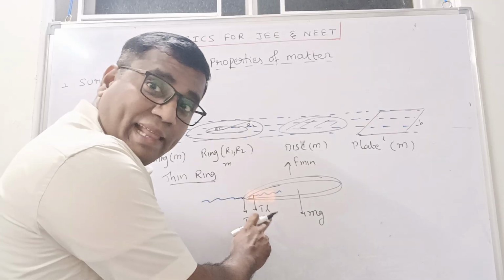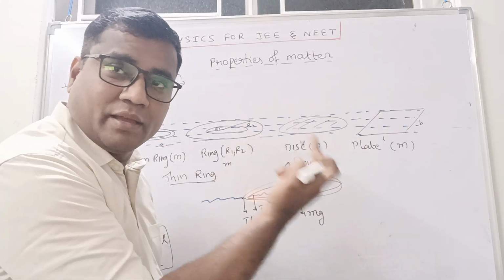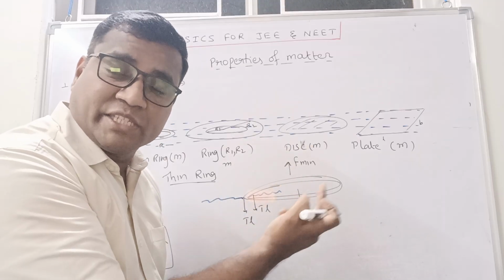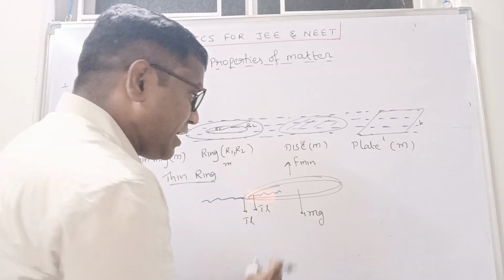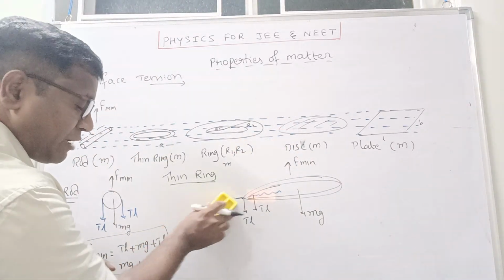What is L here? Length of the ring. So what is the length of the ring? Which is nothing but the circumference, which is equal to 2 pi r. So here, in order to lift the ring, I will draw a small diagram here, try to understand.